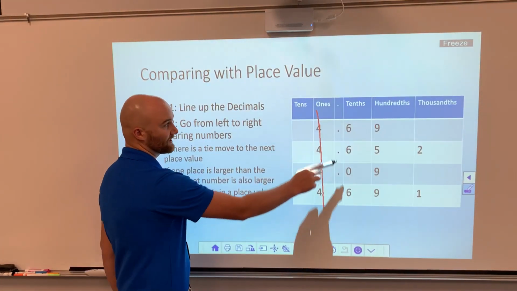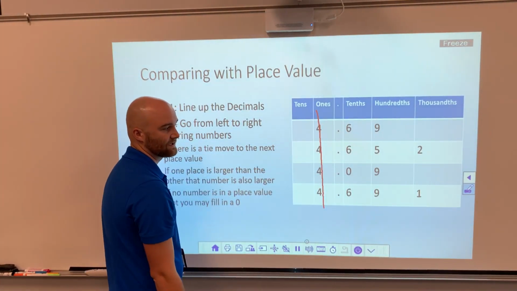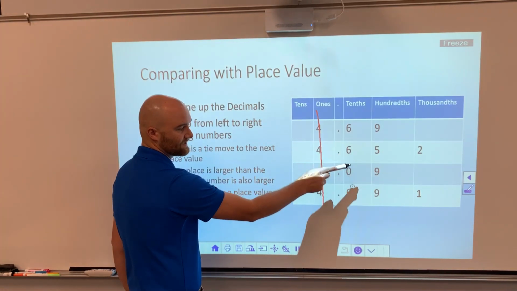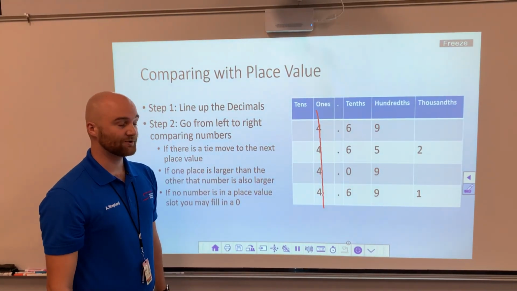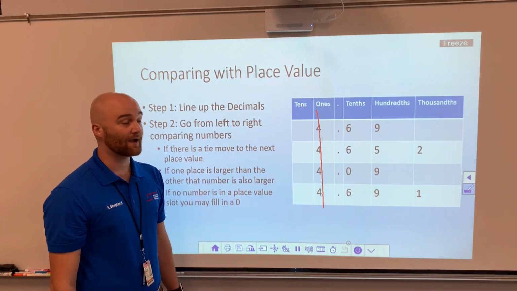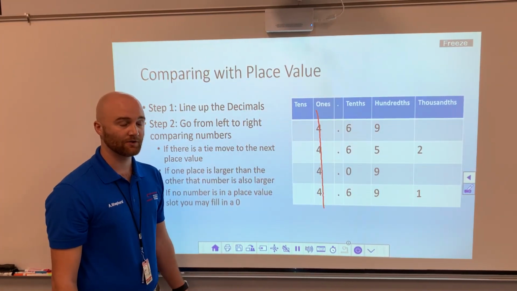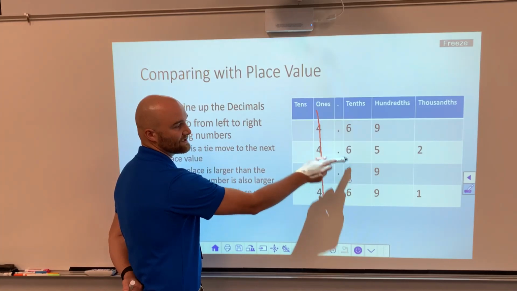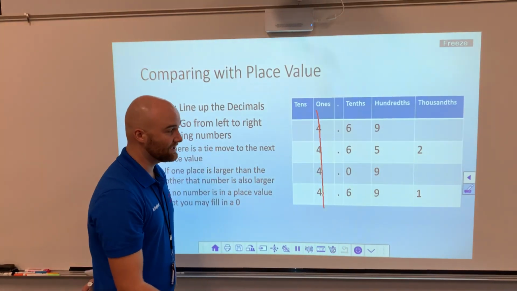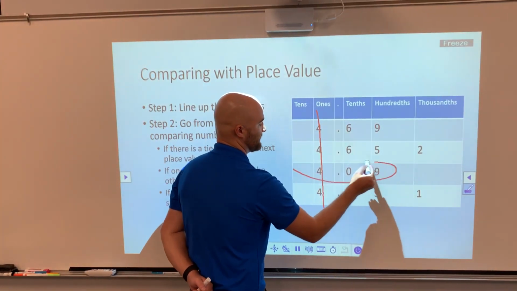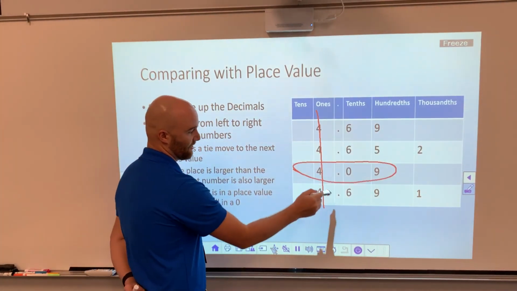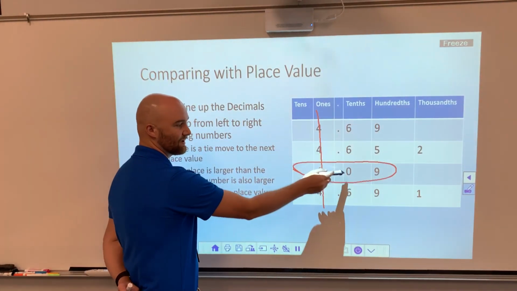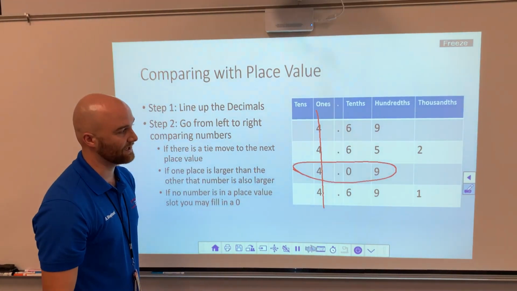In the next place value, I see the tenths place. I see a 6 and a 6 and a 0 and a 6. Because one of those numbers is different than the others, I know I can figure out which one is bigger or smaller. Since 0 is way smaller than 6, I know that this whole number, 4.09, is less than all of the other numbers, because 0 is the smallest number in that place value.